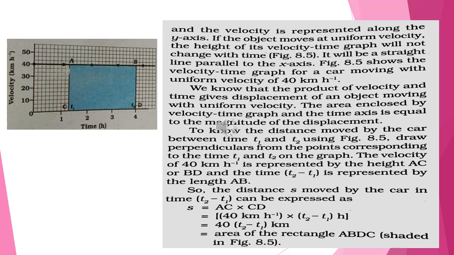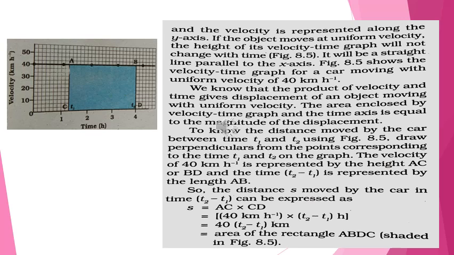So the distance moved by the car in the time t2 minus t1 can be expressed as S equals AC into CD, that is speed into time interval CD. So 40 km per hour multiplied by (t2 minus t1). This gives you 40 (t2 minus t1) kilometers. It is nothing but the area of the shaded rectangle ABCD.